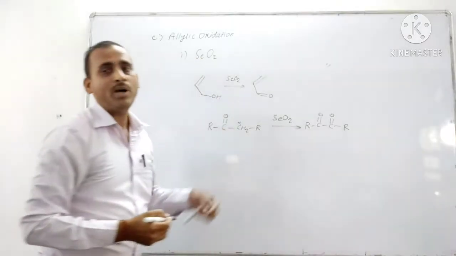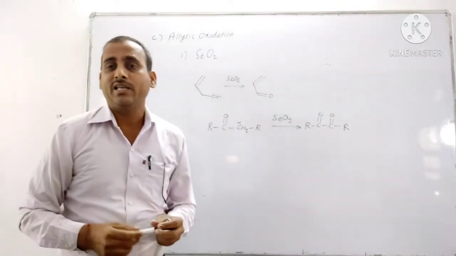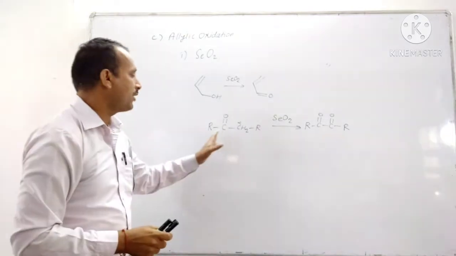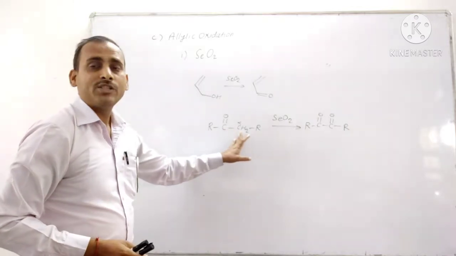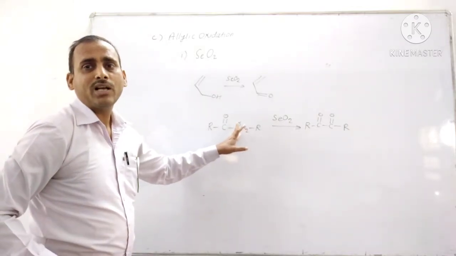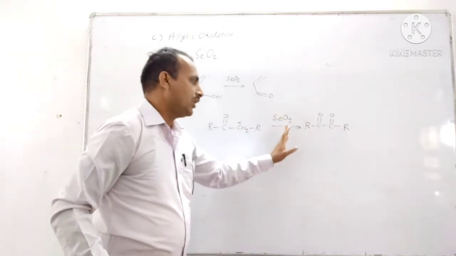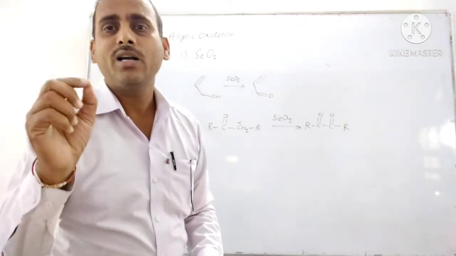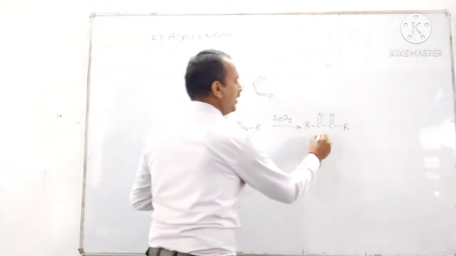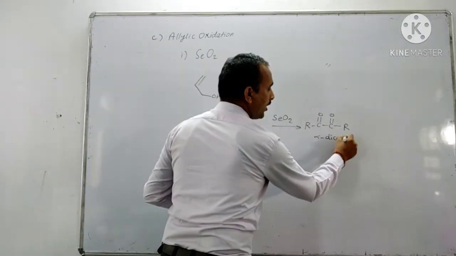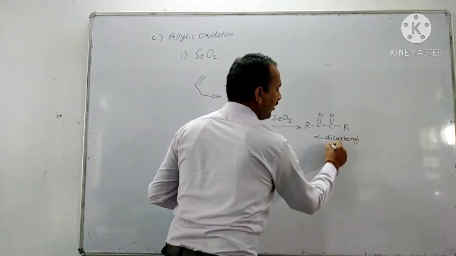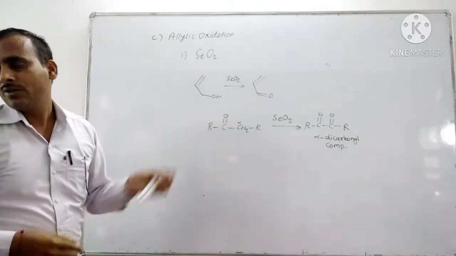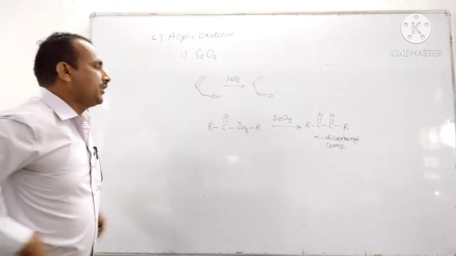So this alpha methylene group gets oxidized to the carbonyl group adjacent to the carbonyl group. So if there is a hydrogen present on the adjacent carbon, the alpha carbon, then this undergoes carbonyl formation. Therefore, there is formation of alpha dicarbonyl compounds. So these alpha dicarbonyl compounds are formed by using selenium dioxide. So let's see the mechanism of this reaction.